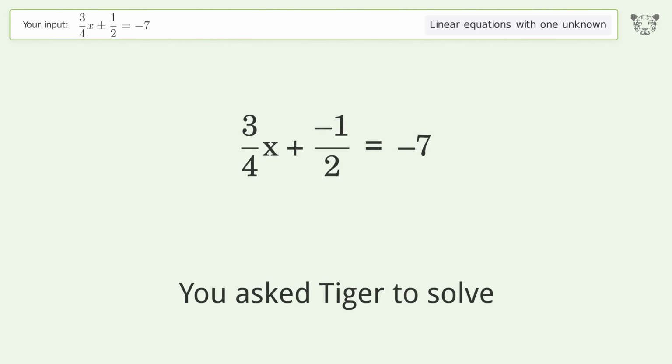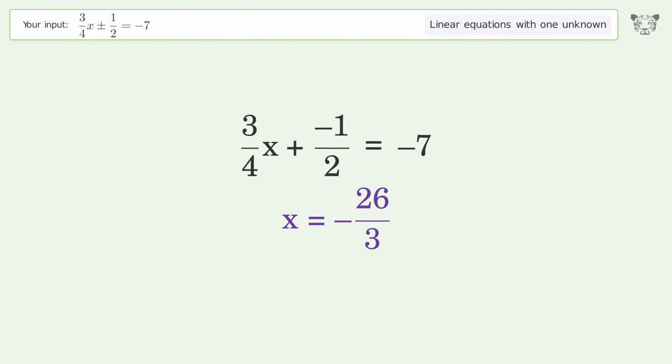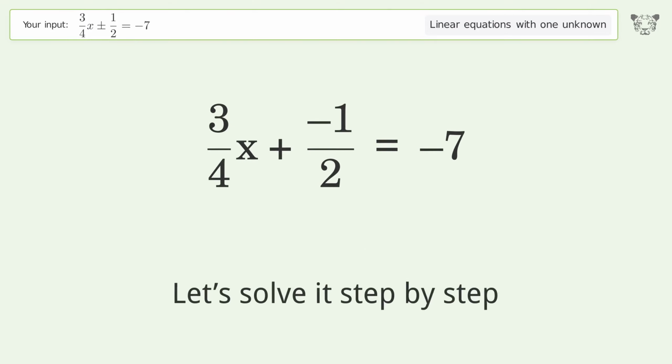You asked to solve this. It deals with linear equations with one unknown. The final result is x equals -26/3. Let's solve it step by step.